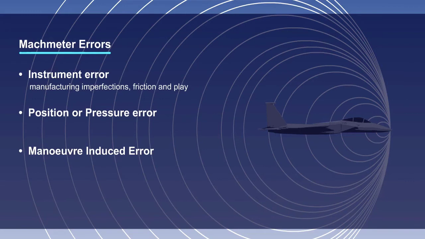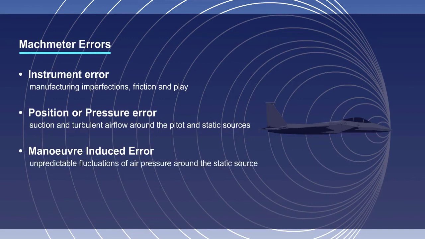Instrument error results from manufacturing imperfections, friction, and play in the moving parts of the instrument. Position error, or pressure error, occurs as a result of suction and turbulent airflow in the vicinity of the pitot head or static source. Maneuver-induced error results from temporary and unpredictable fluctuations of air pressure around the static source.